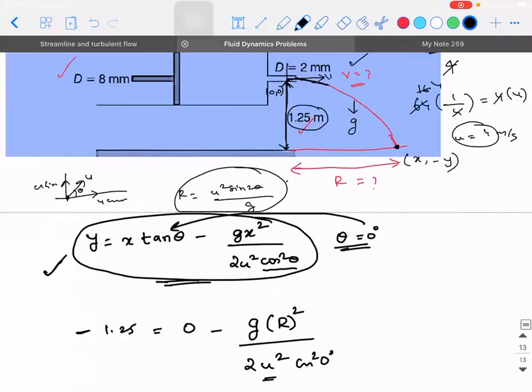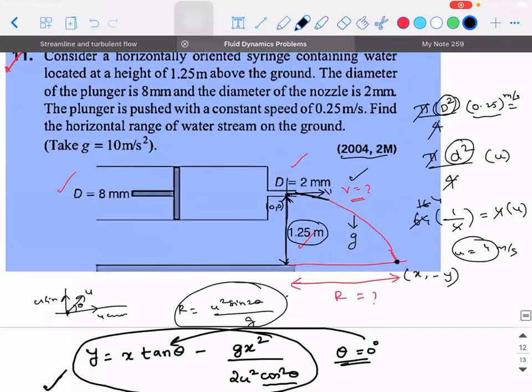So, sir, for this example, which did we take as origin? I took this as origin. I generally take the initial point as origin. It is not necessary that only this point has to be origin. I can take the bottommost point also as origin.